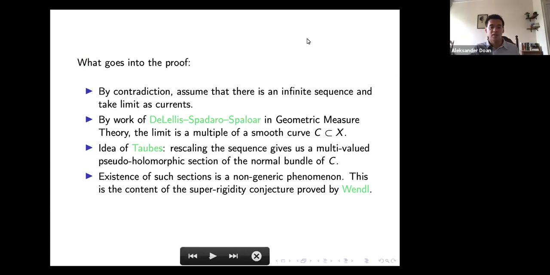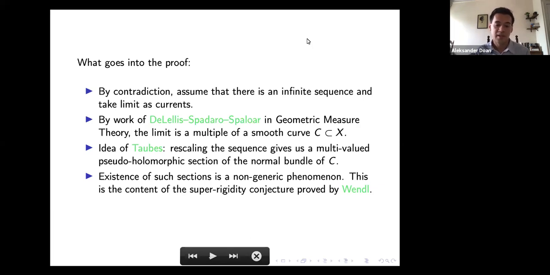Any sequence of currents with bounded area has a subsequence which converges weakly. That's like the Banach-Alaoglu theorem, essentially. But then you get a limit which is only in a very weak sense. It's some sort of pseudo-holomorphic current. In principle, it could be very far from a submanifold.